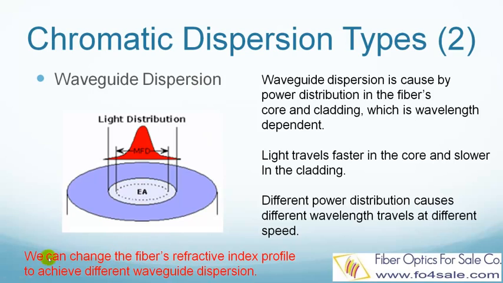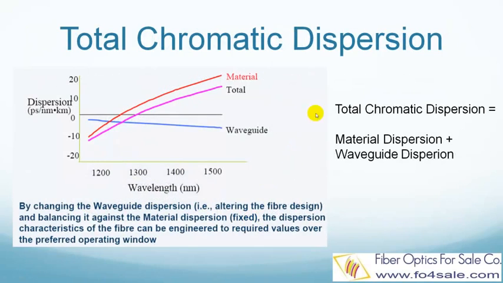Since we can change the fiber's refractive index profile, we can engineer the waveguide dispersion to make specialty fibers. The total chromatic dispersion is the sum of material dispersion and the waveguide dispersion. In this figure, we can see the dispersion versus wavelength curves of the material dispersion, shown as the red line, the waveguide dispersion, shown as the blue line, and the total chromatic dispersion, shown as the pink line.